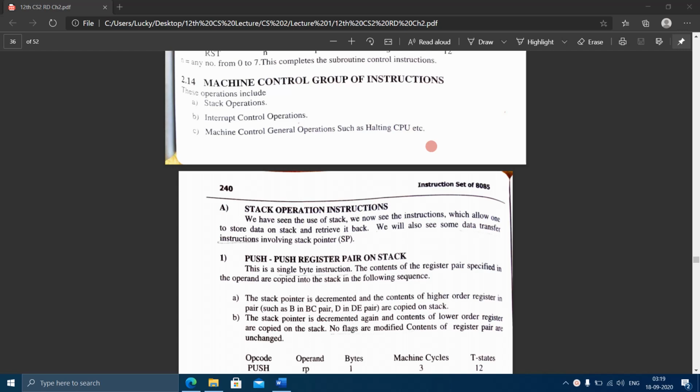In the previous lecture, we were doing the machine control group of instructions, which is further grouped into three types: stack operations, interrupt control operations, and machine control general operations. We are done with stack operations and we had started with interrupt control operations.